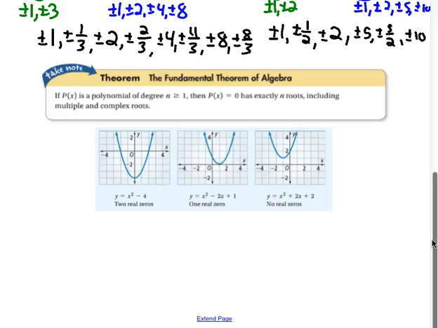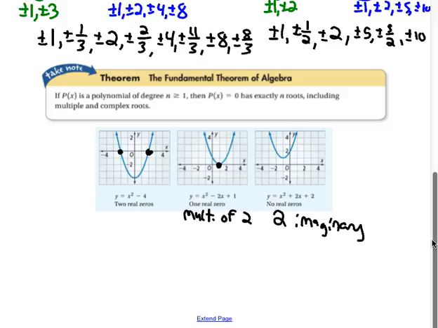Well, here I have 3 different quadratics. This one has 2 real solutions, 2 visible solutions. This one has 1 real solution, but the trick there is it has a multiplicity of 2. So that one solution is being represented twice, so that's how it's counting as 2 solutions. This last one has no real solutions because it has 2 imaginary solutions.